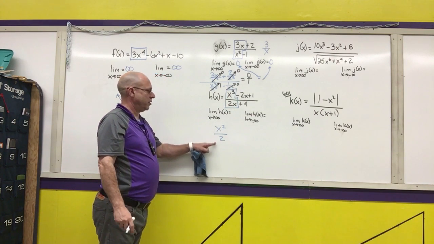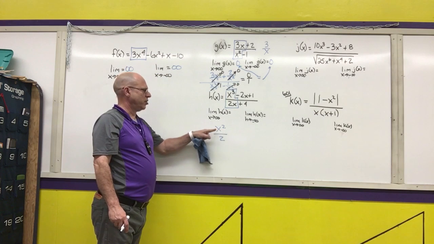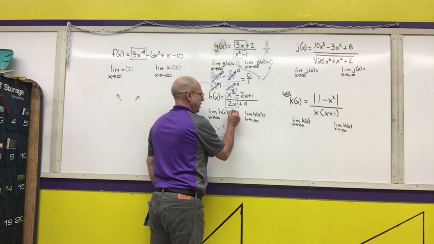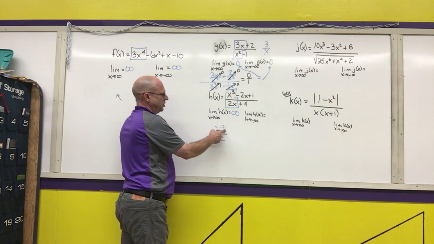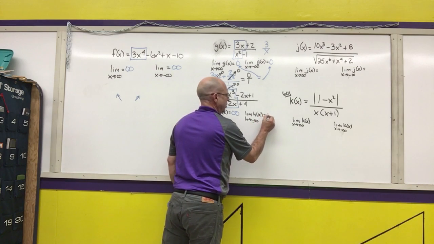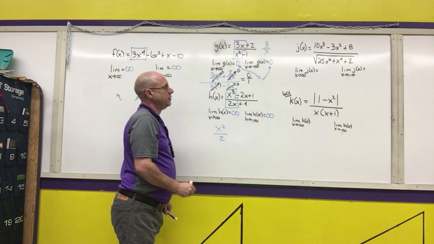This is a memorized function. It's got the highest power of 2, so as x approaches infinity, this would approach positive infinity. And as x approaches negative infinity, this would also approach positive infinity.